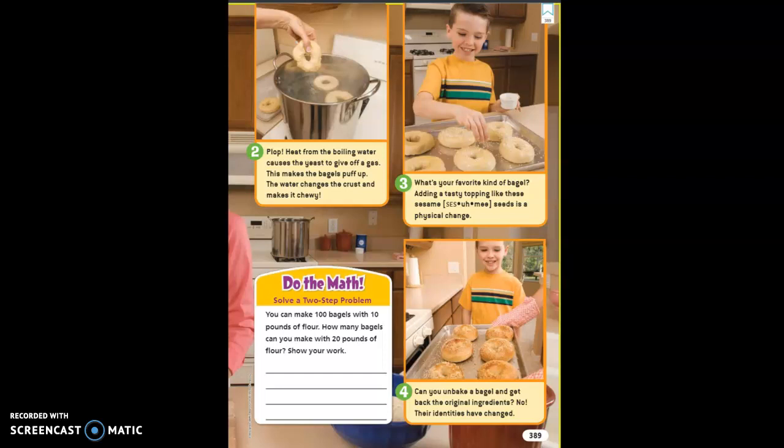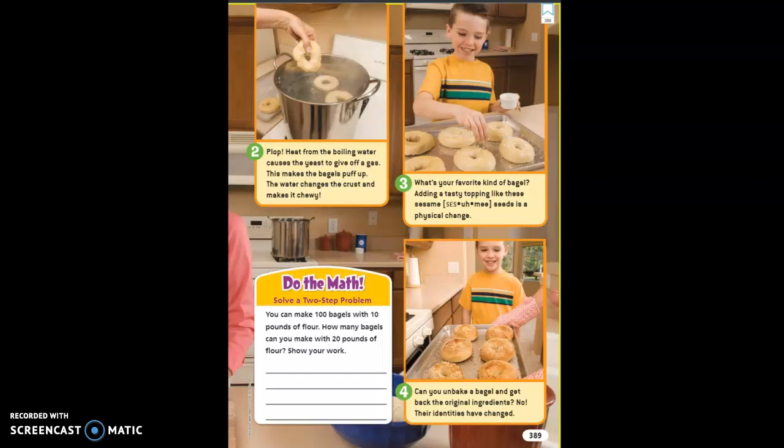Can you unbake a bagel and get back the original ingredients? No. Their identities have changed. Okay? Do the math. Solve a two-step problem. You can make 100 bagels with 10 pounds of flour. Okay? How many bagels can you make with 20 pounds of flour? Okay. Show your work. Let's solve.